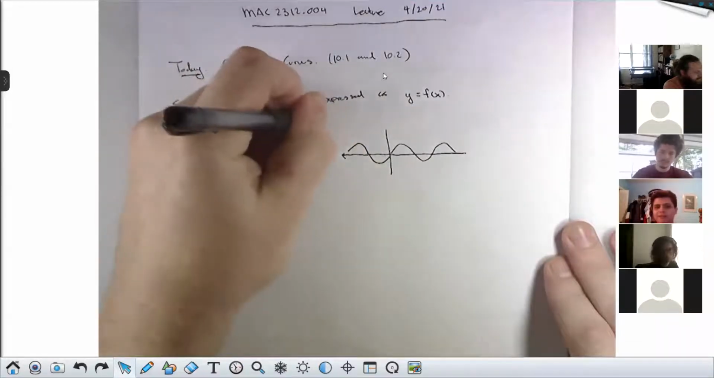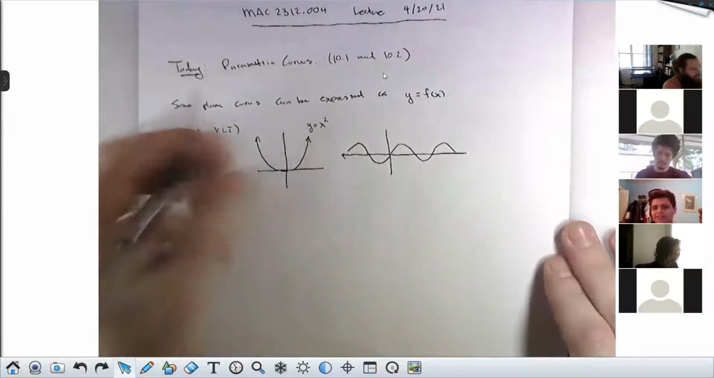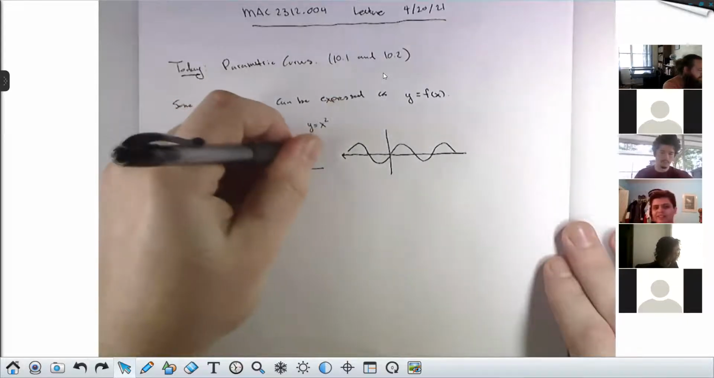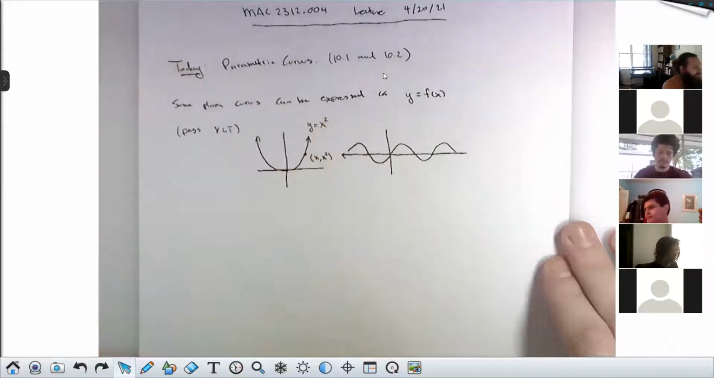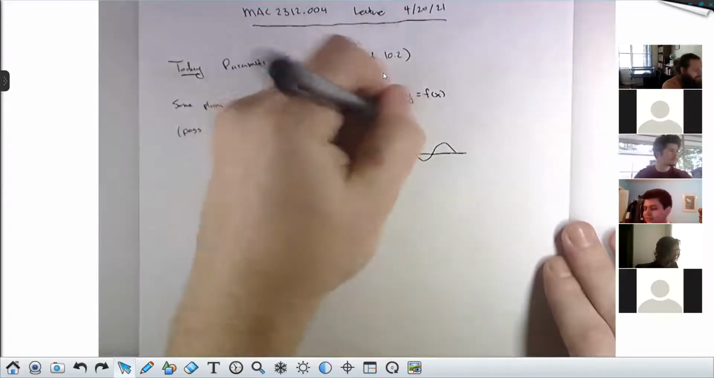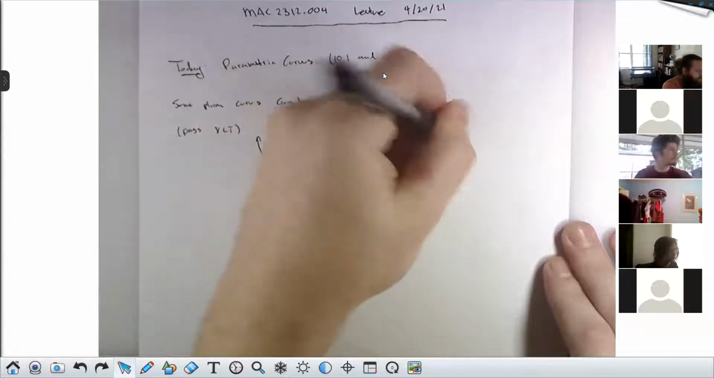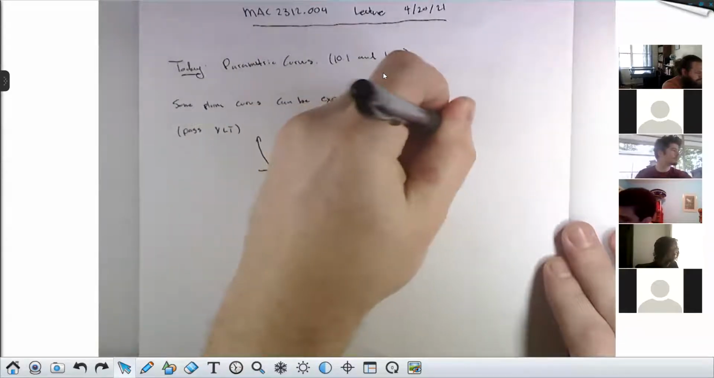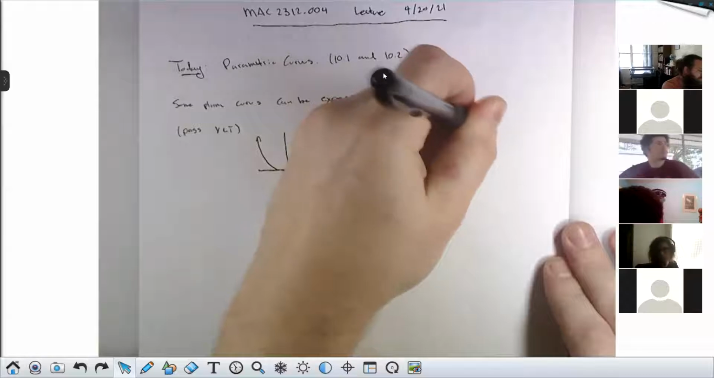All right, so here y is equal to x squared. That means every point on this curve, the y coordinate is the square of the x coordinate. In other words, this is all of the form x comma x squared. Over here, if this is y equals the sine of x, then every point along this curve is of the form x comma the sine of x.